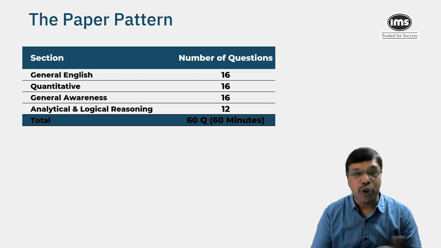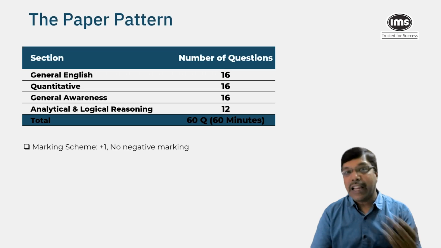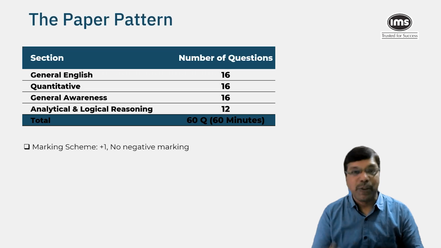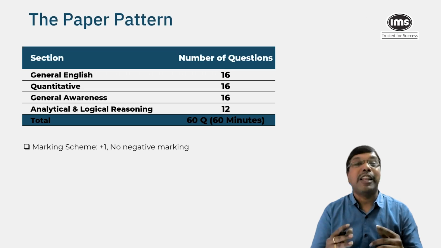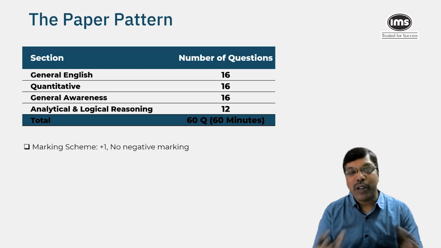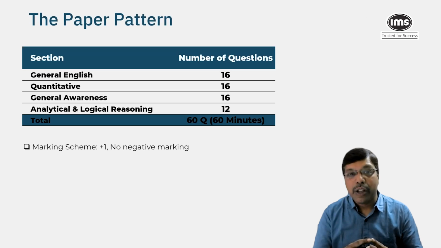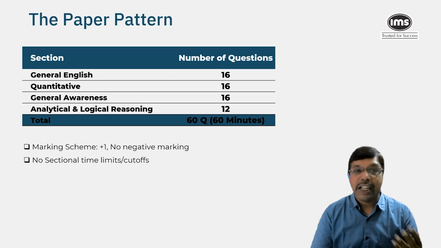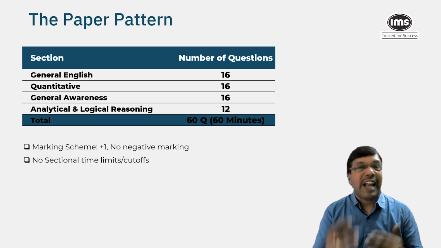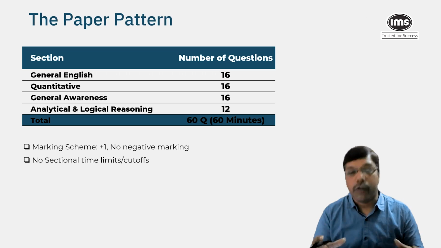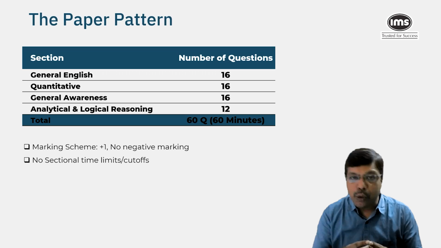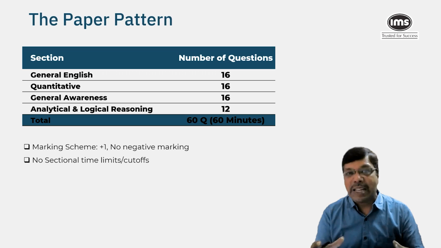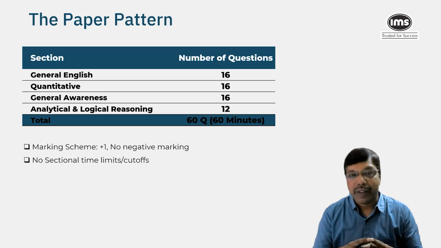Few important points to note about the exam. The marking scheme is such that every correct answer will give you 1 mark, but there is no negative marking. I am sure this is a respite for a lot of students because it is difficult to manage negative marking for wrong answers. Also, there is no sectional time limit, and till date, there haven't been any sectional cutoffs. So it's an open playing field. It is completely up to you how you will use those 60 minutes to maximize the outcome.